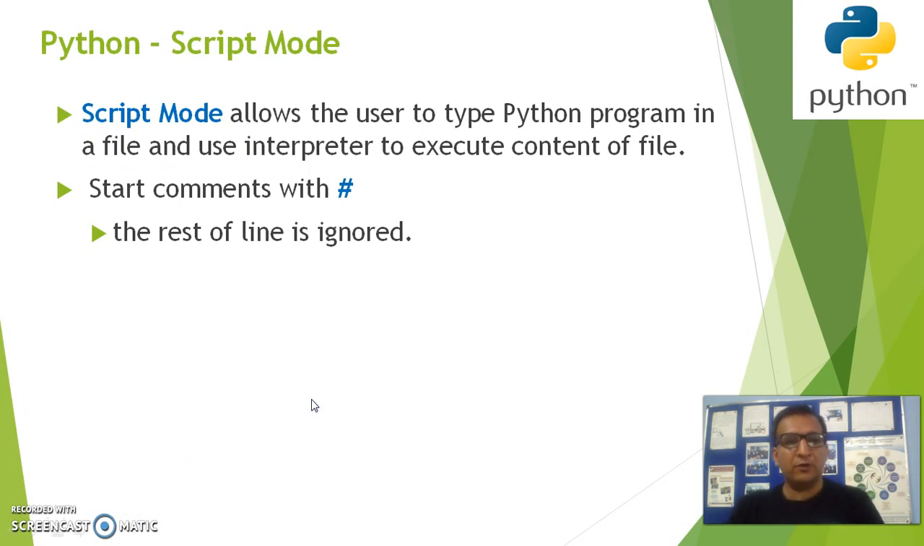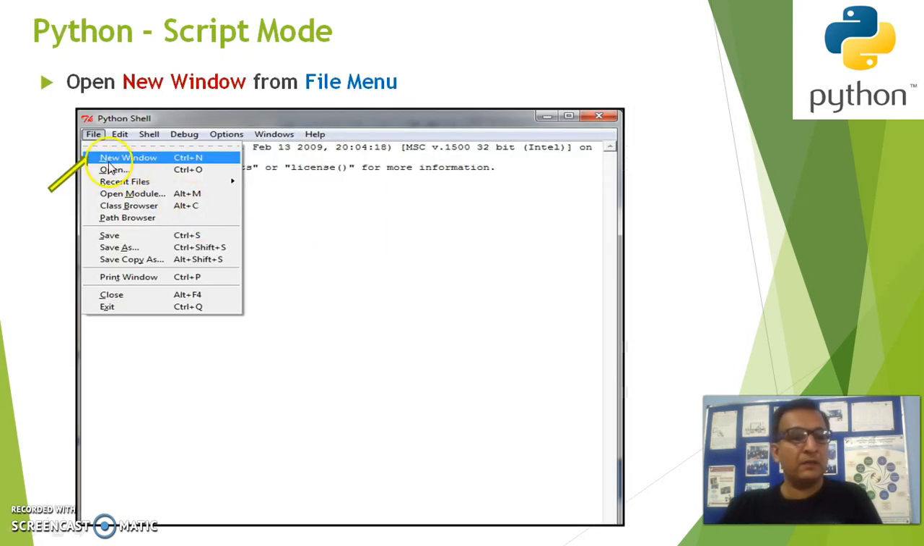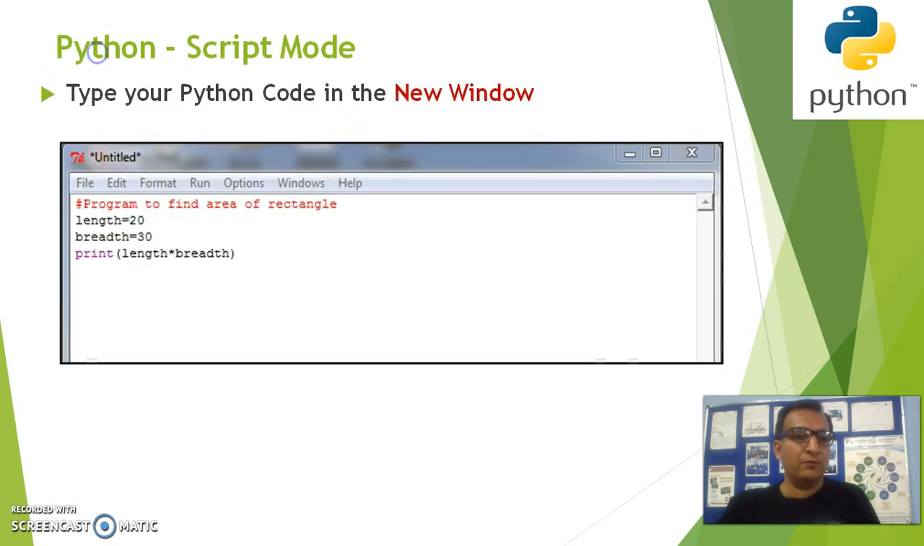Next we'll talk about the script mode, which allows users to type a Python program in a file and use the interpreter to execute the content of the file. We'll talk about the comment statement also again. Here in the Python shell itself, when we launch IDLE, we go to the File menu and select New Window. As we hit this, we get this untitled window where we can type our program. Here comes the hash symbol again. The hash is used, as we have already discussed, for a comment statement, a non-executable statement, which won't be executed, but is only there for reference of the programmer.